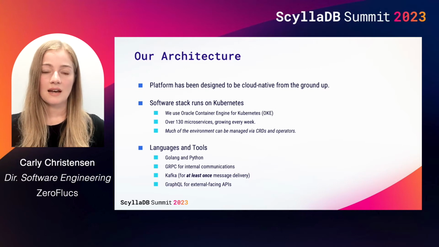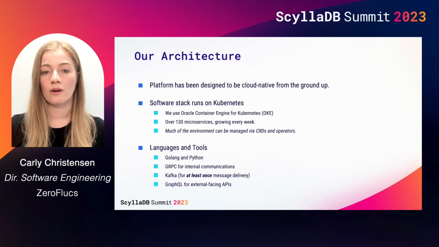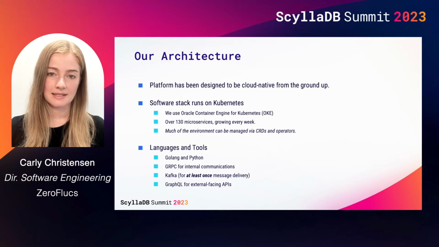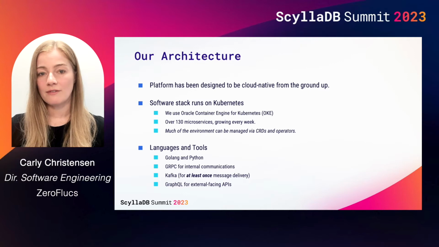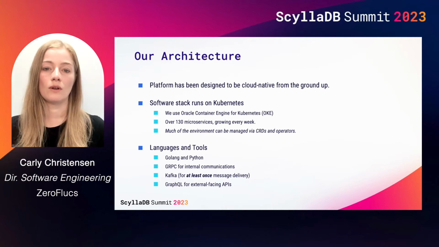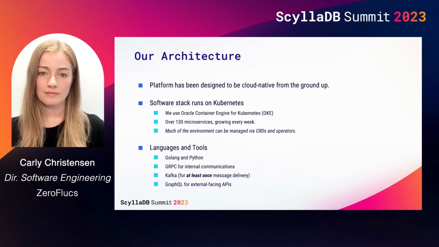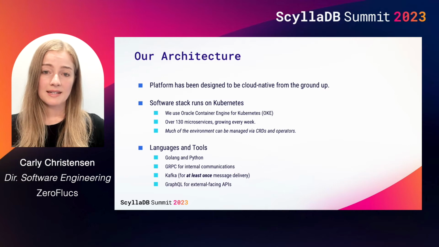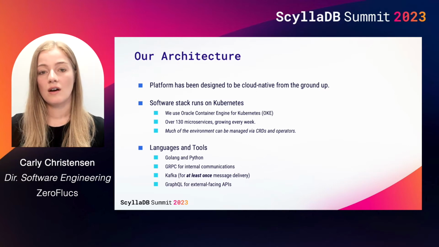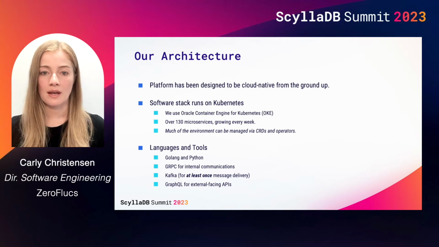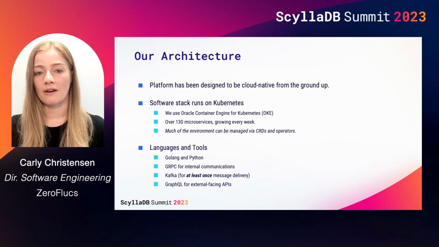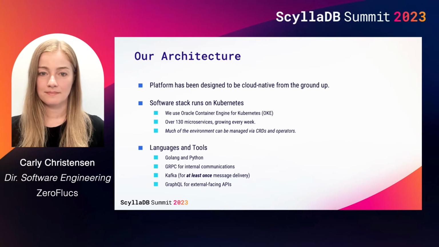Our services are primarily Golang, and we use Python for our modeling and simulation services. And we use gRPC for the communications between all of those services. We utilize Apache Kafka to ensure at least once delivery of all of our incoming and outgoing updates. And we use GraphQL for our external-facing APIs.